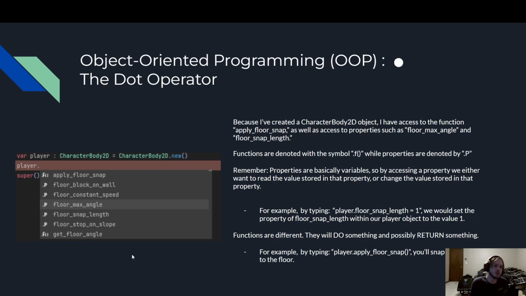So for example, we can type player.floor_snap_length = 1, and we would set the property of floor_snap_length within our player object to the value of 1. Functions are different. They will do something and possibly return something, and also possibly need something. So for example, by typing player.apply_floor_snap, you'll snap the character to the floor.